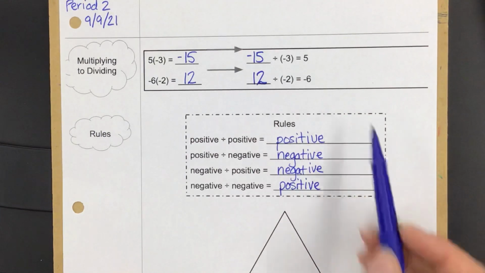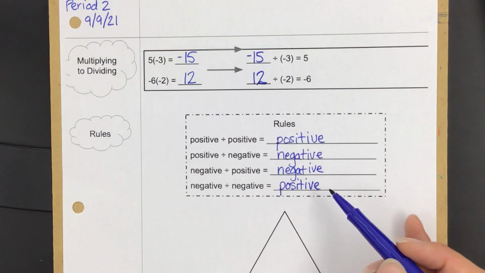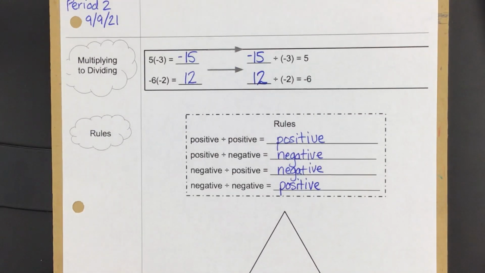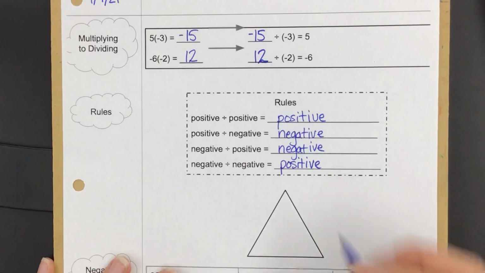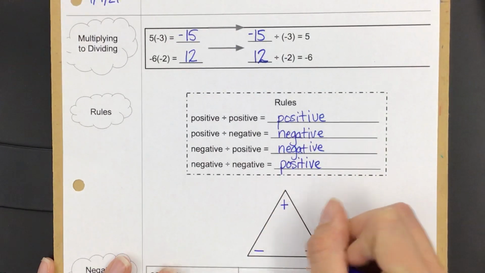Awesome. So hold on to these notes. These notes are valuable. You can always look back at them to see what the answer should be for a division problem, okay? Now, because they follow the same rules as multiplication, we can use our little triangle again to help us.